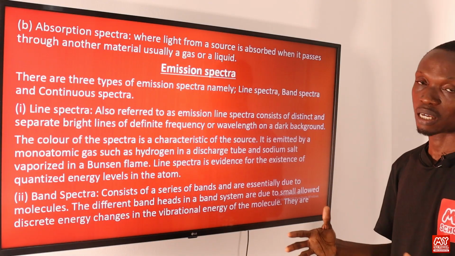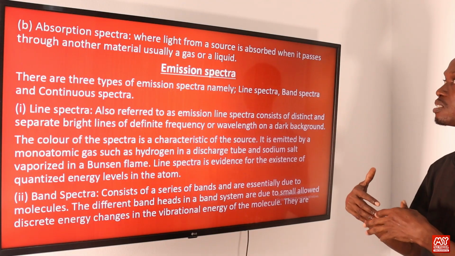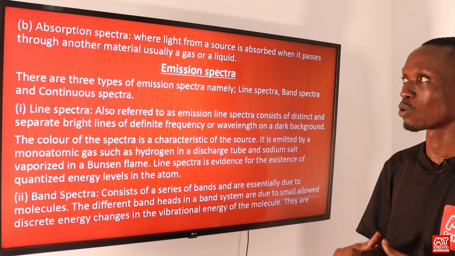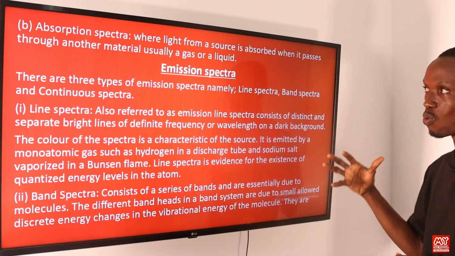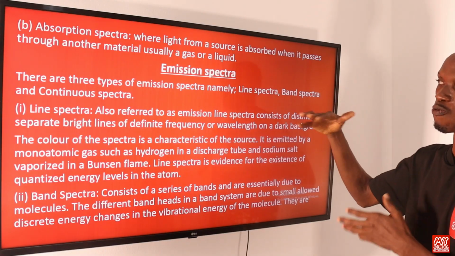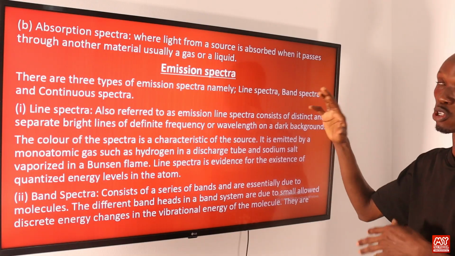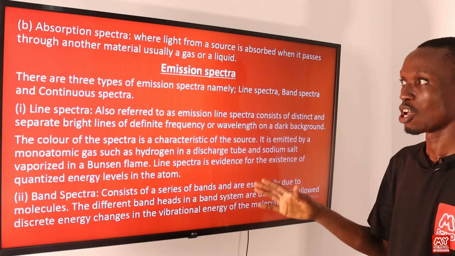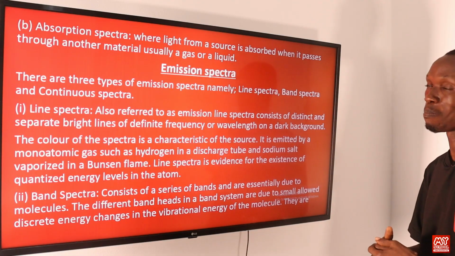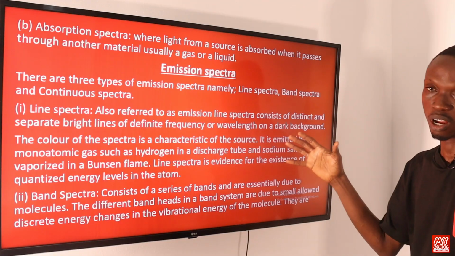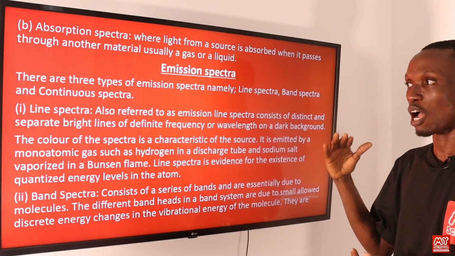Absorption spectra is where light from a source is absorbed when it passes through another material. The material is usually a gas or a liquid. Now, let's talk about the different types of emission spectra. Remember, emission spectra is when light is given out from a source. We have three types of emission spectra, namely line spectra, band spectra, and continuous spectra. We are going to explain them one after the other.